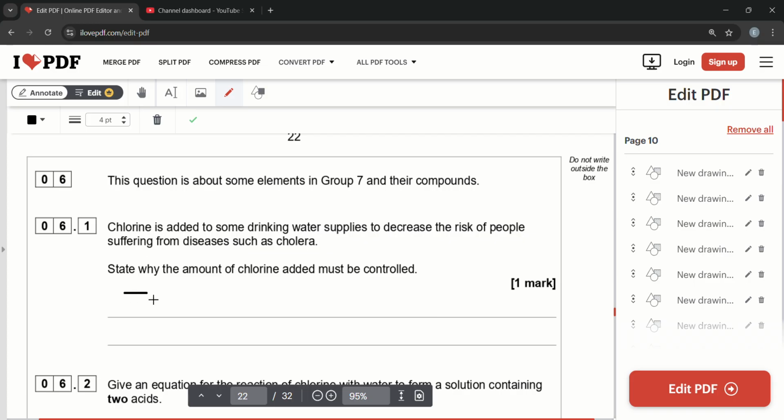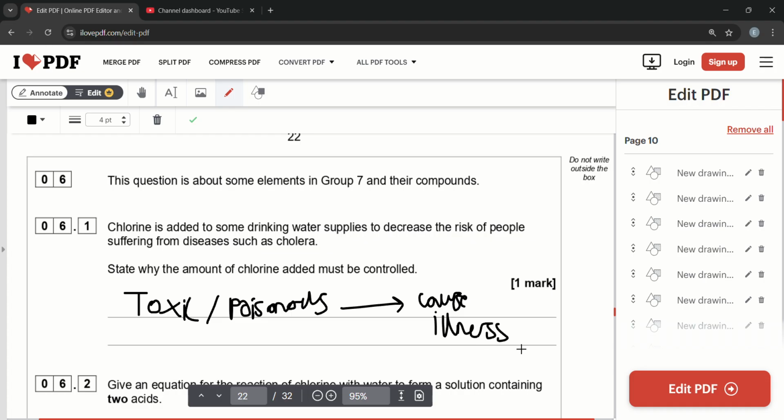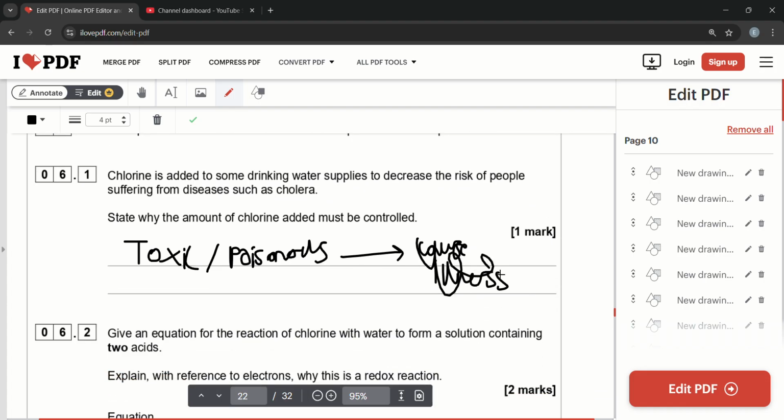Because it's toxic / poisonous. If you have too much chlorine, it's going to become toxic and poisonous, therefore it's going to cause illness. But that's not necessary. It's toxic / poisonous.